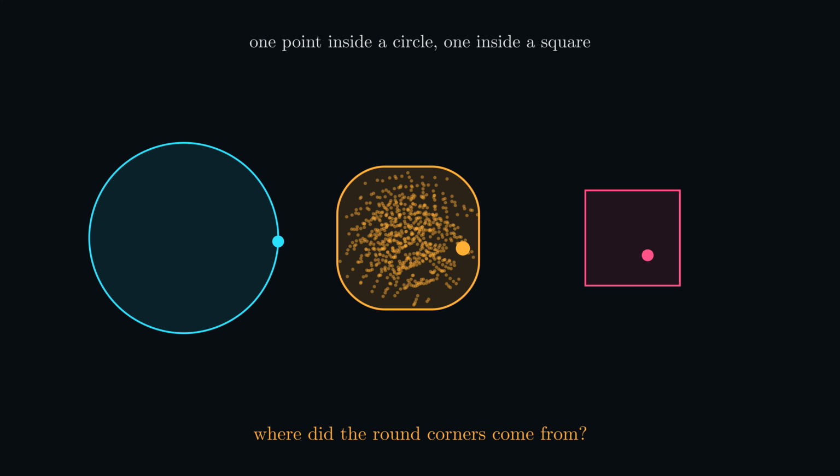Where did the round corners come from? Neither shape has a curve in that place. And how much area is this exactly?